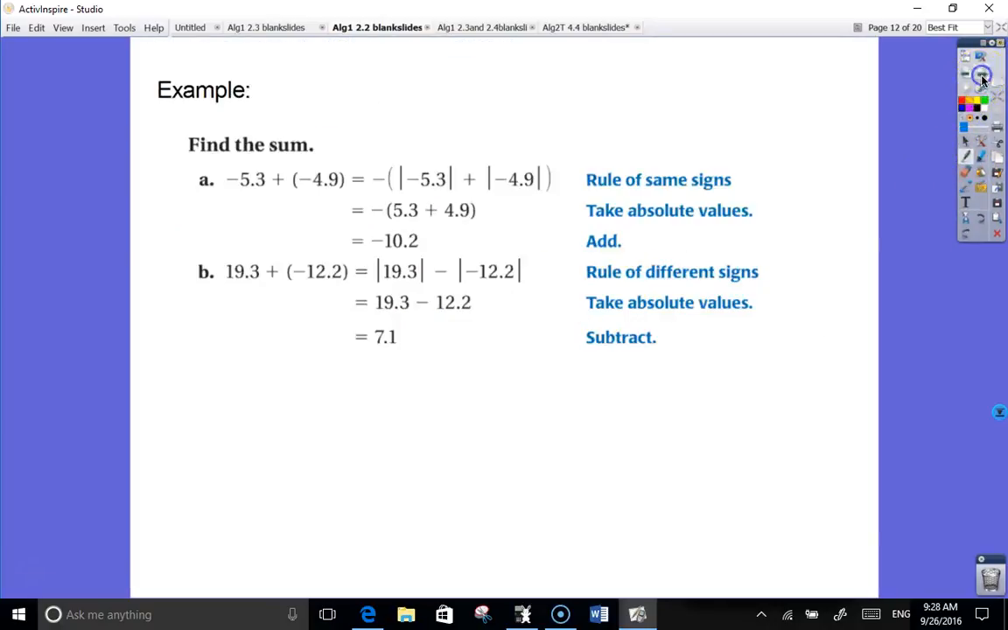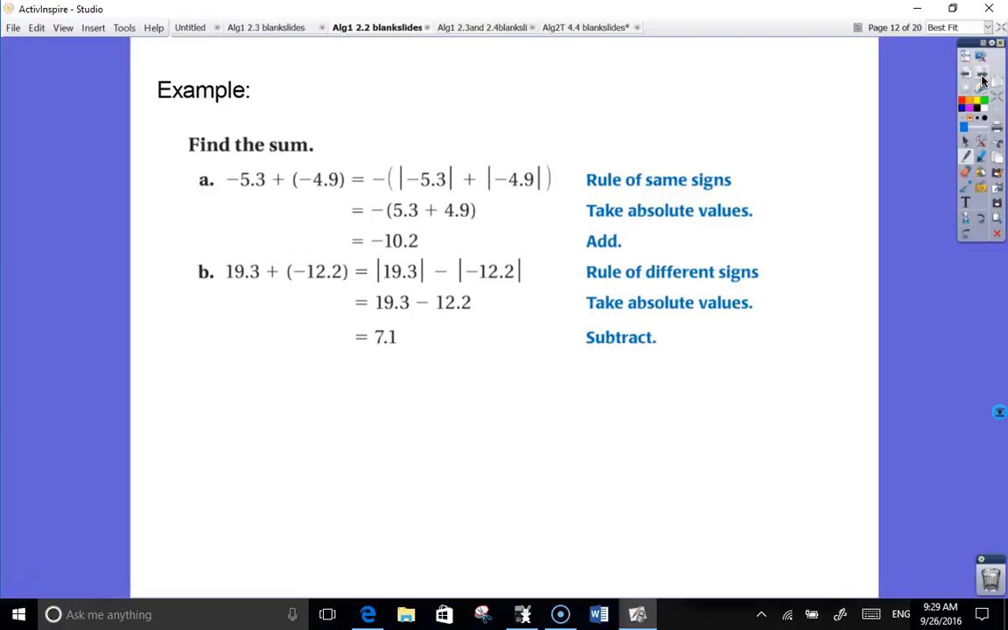So let's try that. Find the sum. And again, I just copied this from the book. So the first one, you've got two negative numbers. According to the rules of addition, we should add their absolute values, and then what will the sign of their sum be? Since they're both negative, the sum will be negative.